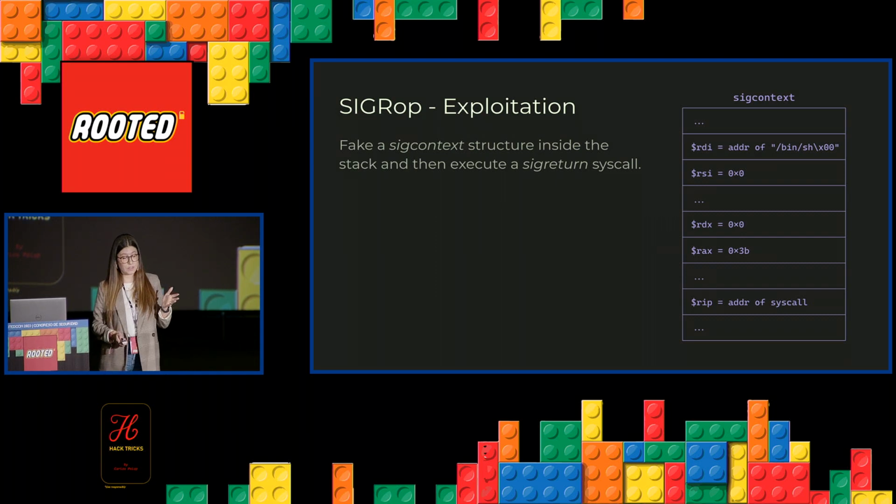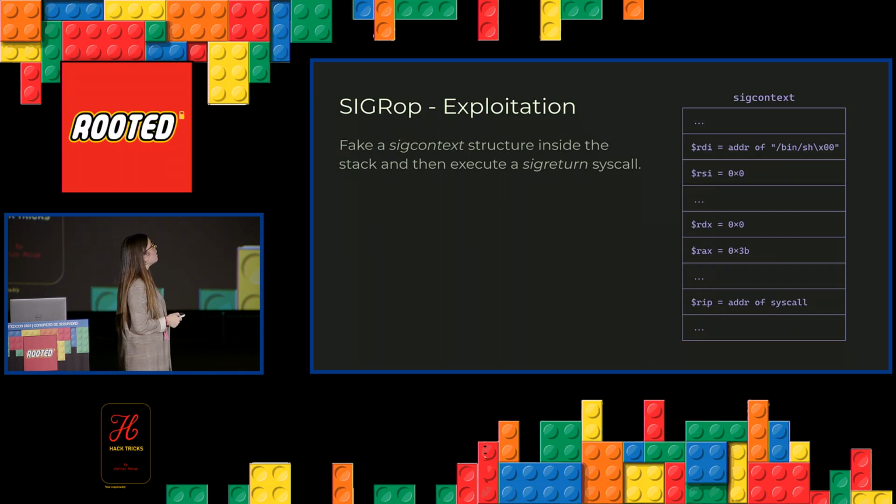So here you can find an example of a possible sigcontext structure that you can fake inside the stack. There are a lot of fields that have been dotted out because they're not relevant now. But what we need to focus on is that we have the 4 registers that we have seen before. So we can put this structure inside the stack, setting all the registers we have seen to the values we need for executing the execve syscall.